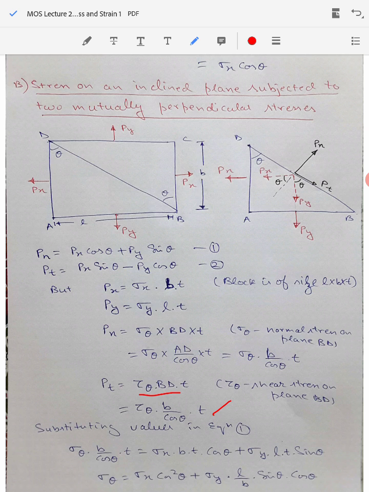Now we will substitute the value of these loads Px, Py, Pn and Pt back into the equation 1 here. So you will get this expression as shown over here. Because on the left hand side you are getting B by cos theta into T, if you multiply the right side by the term cos theta divided by BT, you will get sigma theta equal to sigma x cos square theta plus sigma y L by B sin theta into cos theta after simplification.